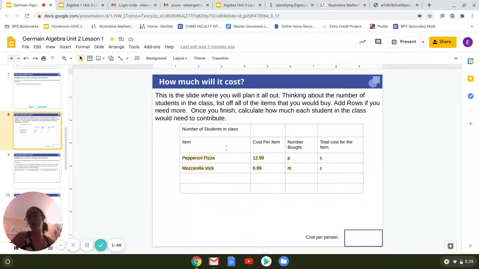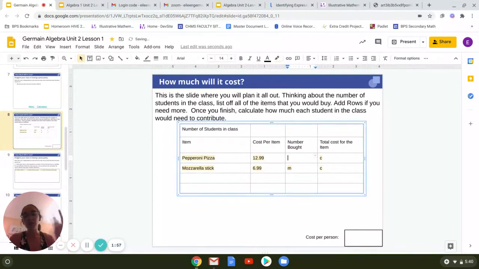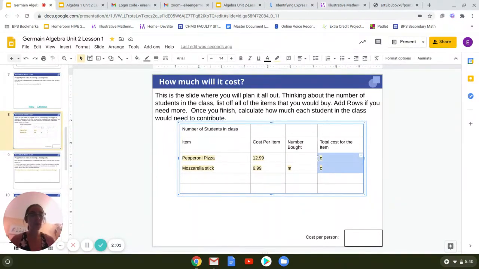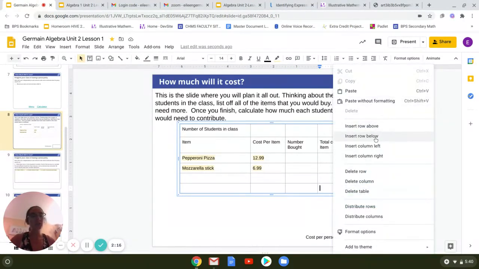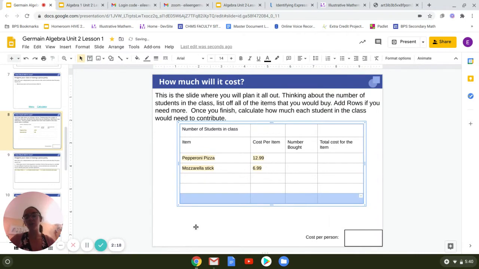So for example, I put some in here. The pizzas are going to cost $12.99, and how many are you going to buy? You're going to tell me that number. And then the total cost for that pizza. You're going to talk about the number bought and the total cost of those items, depending on the different items that you're buying. So if you need to insert rows here, you can just click in any one of these rows, insert a row below, and it will add one for you.